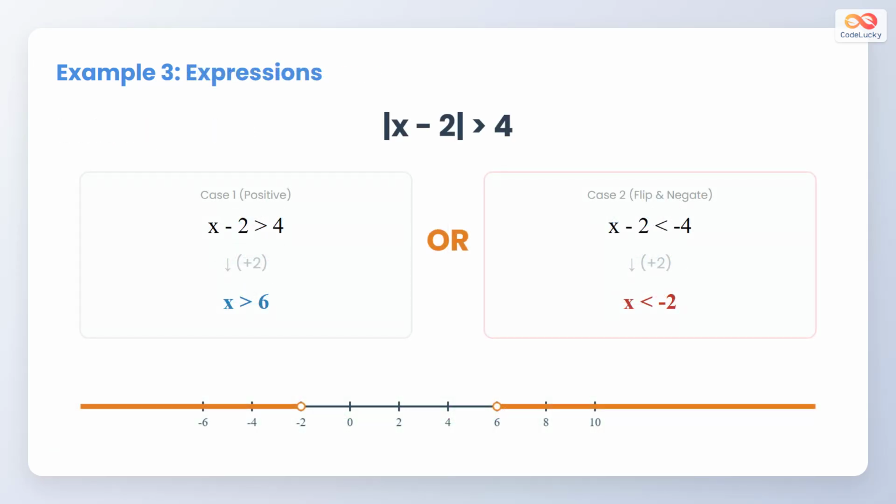Let's look at an expression. The absolute value of x minus 2 is greater than 4. Step 1, split it. We get x minus 2 is greater than 4, or x minus 2 is less than -4. Now we solve for x in both inequalities by adding 2 to both sides. The result is x is greater than 6, or x is less than -2. The graph shows the solution sets moving outwards from these points.